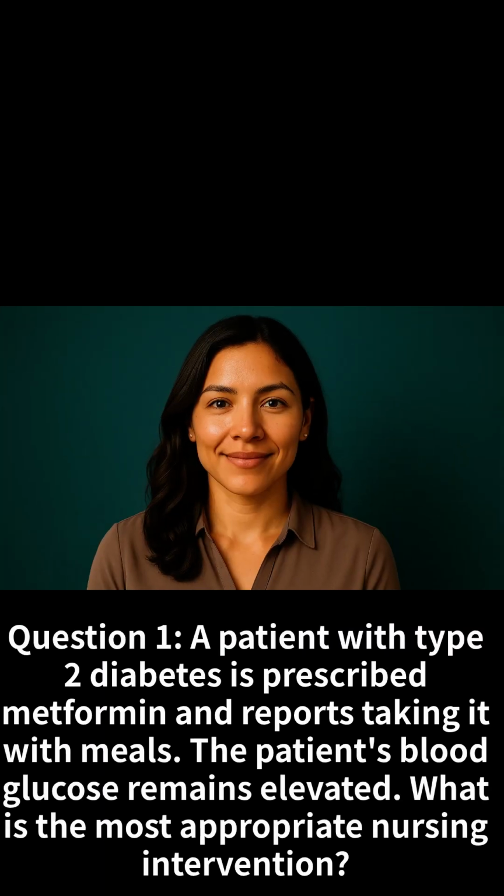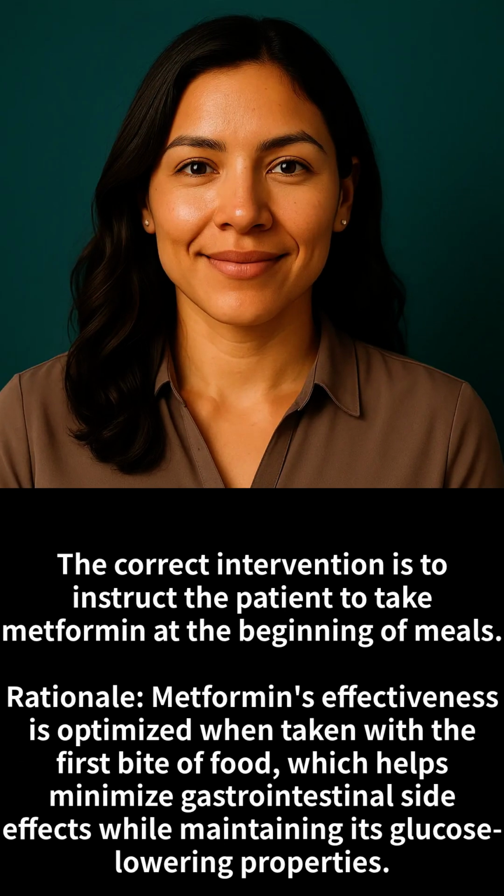Question 1. A patient with type 2 diabetes is prescribed metformin and reports taking it with meals. The patient's blood glucose remains elevated. What is the most appropriate nursing intervention? The correct intervention is to instruct the patient to take metformin at the beginning of meals. Rationale. Metformin's effectiveness is optimized when taken with the first bite of food, which helps minimize gastrointestinal side effects while maintaining its glucose-lowering properties.